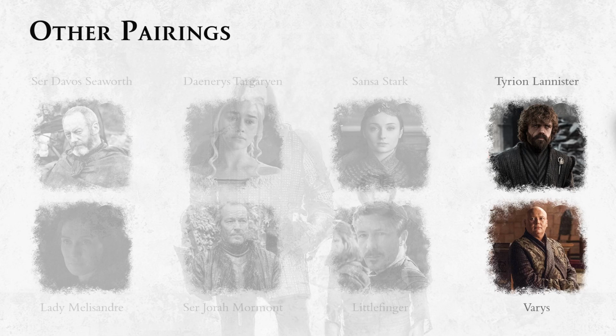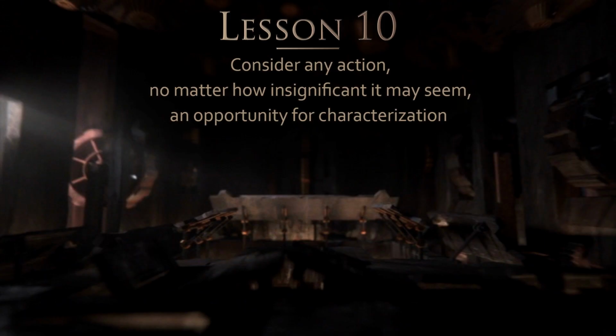So all of these pairings are examples for lesson number 9. Repeatedly pair the same characters, especially after one of them or both of them have undergone some kind of development or transformation. Now for the final lesson, lesson 10: consider any action, no matter how insignificant it may seem, an opportunity for characterization.